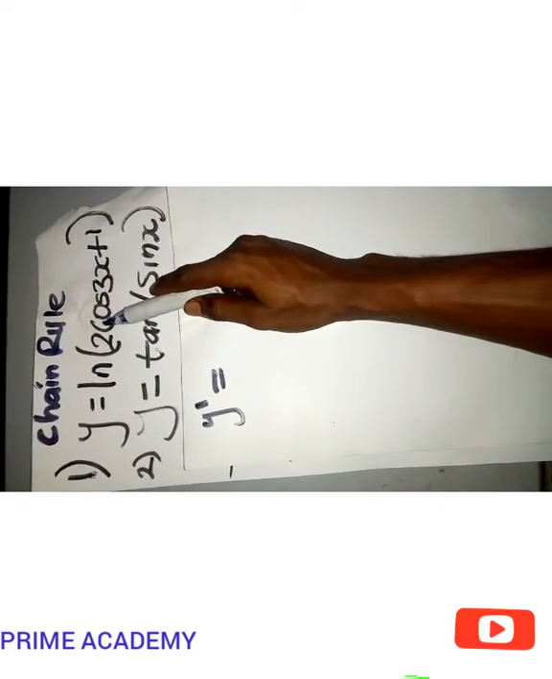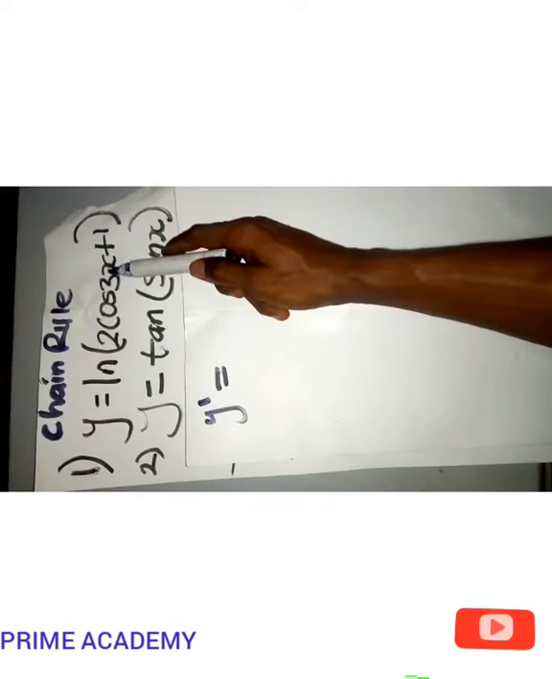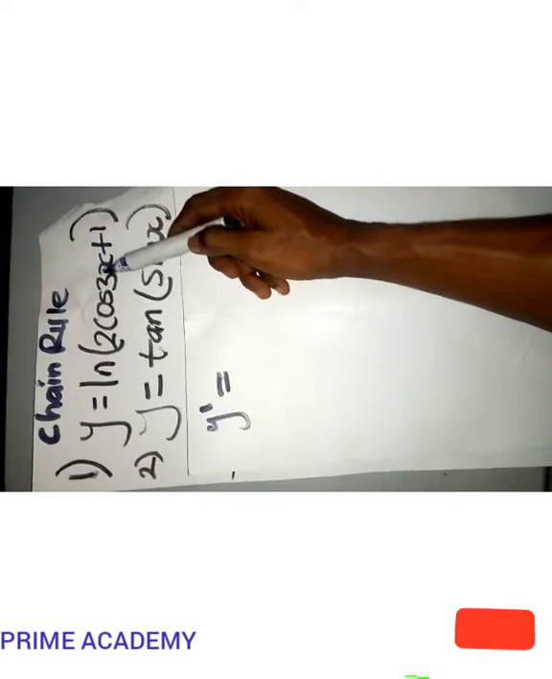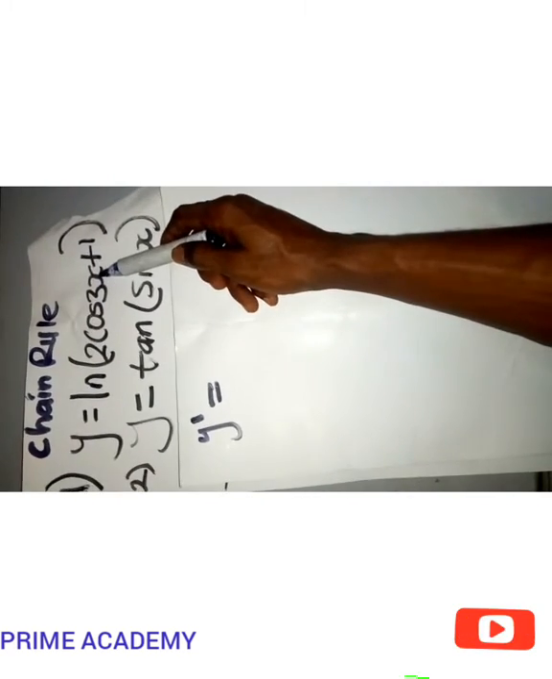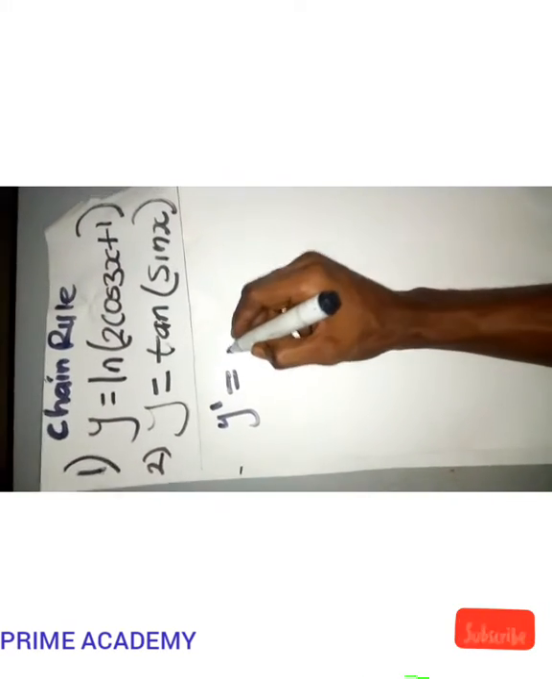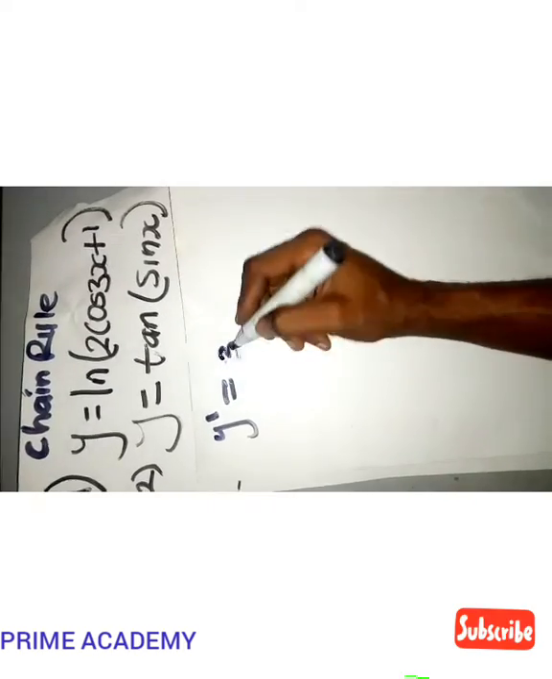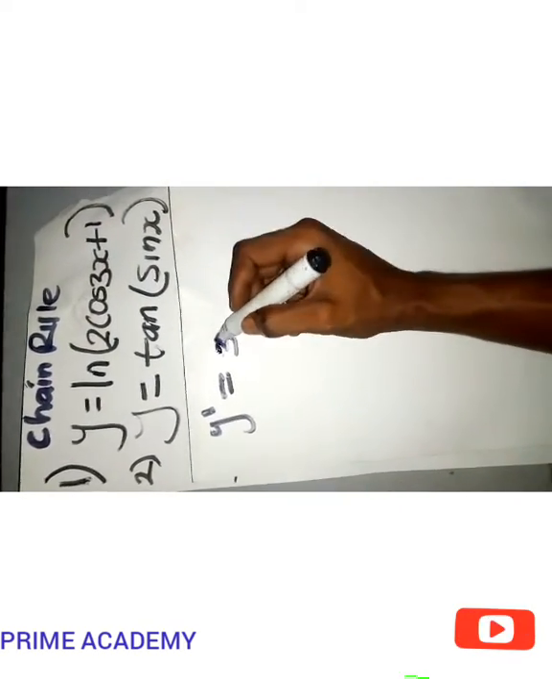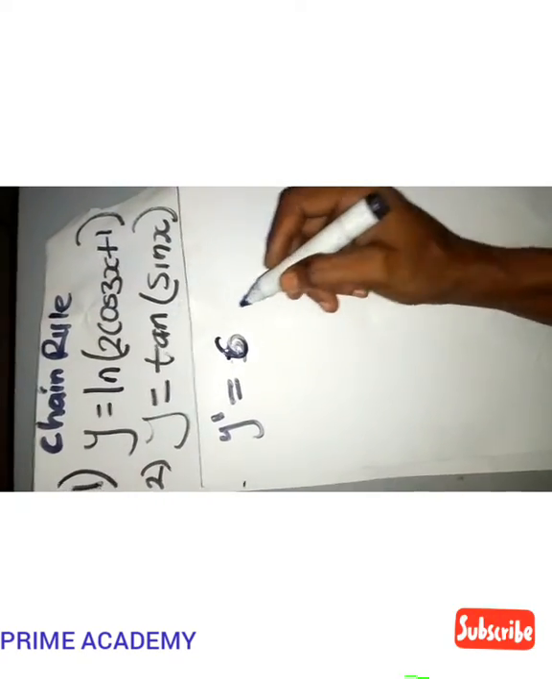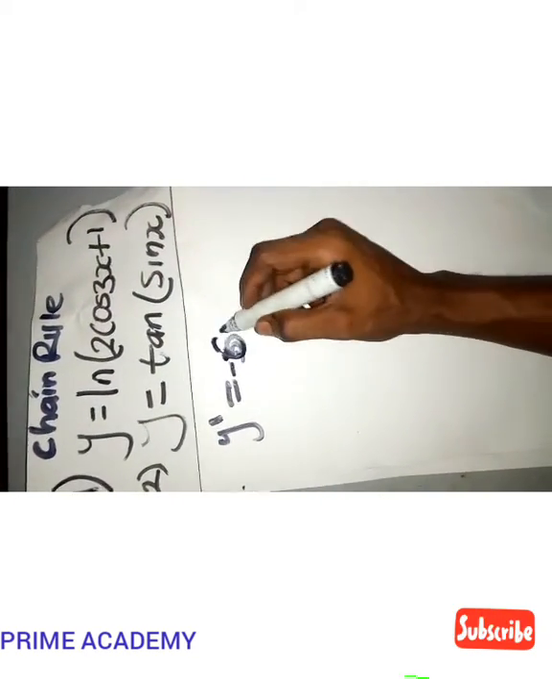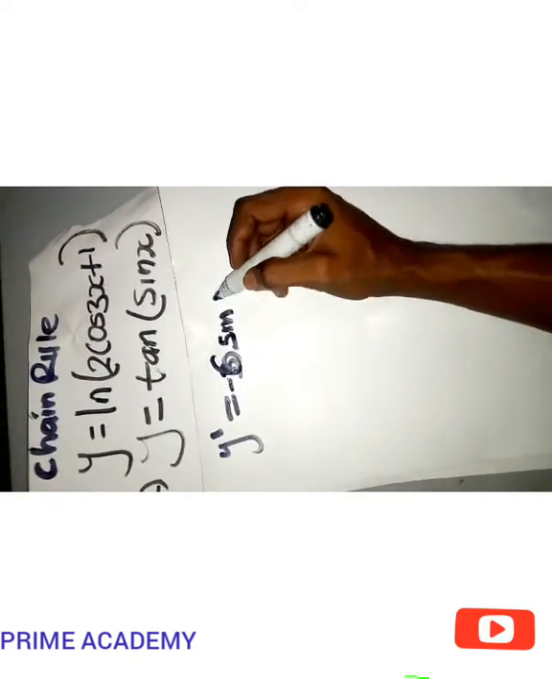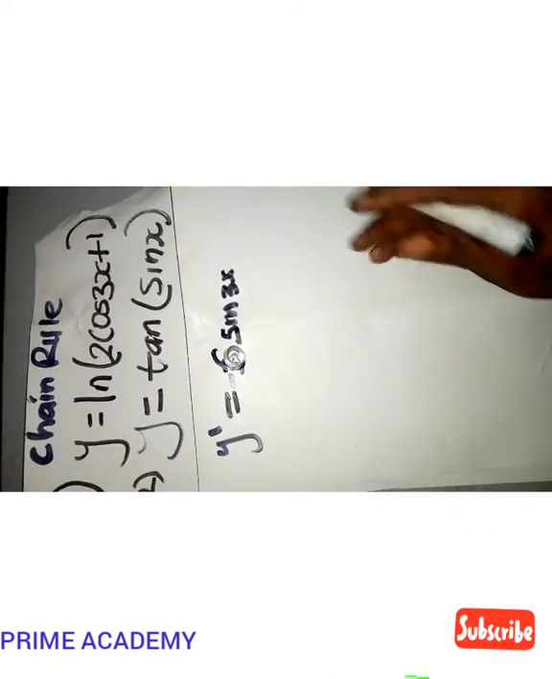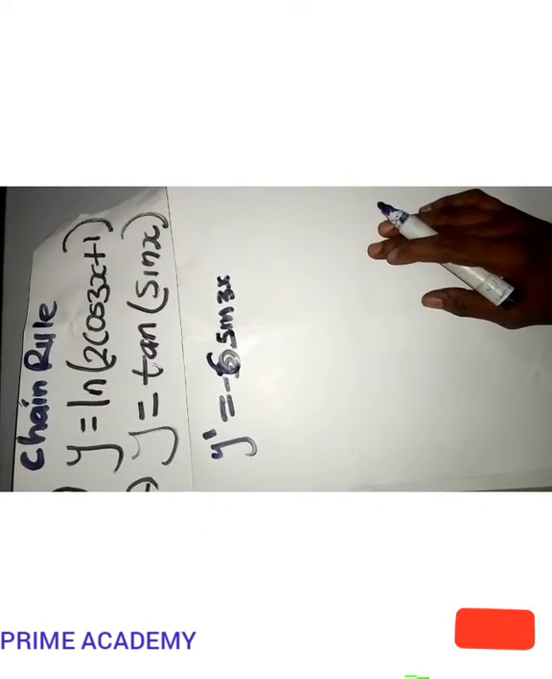Now when I differentiate 2 cos 3x, I notice that cos 3x is another function of a function. So I will differentiate 3x. When I differentiate 3x, I will get 3. When I differentiate the cos, I get minus sine, so 3 times 2 gives us 6. Then we rewrite what we have inside, minus sine 3x. So this is what we'll have when we differentiate the inner function.